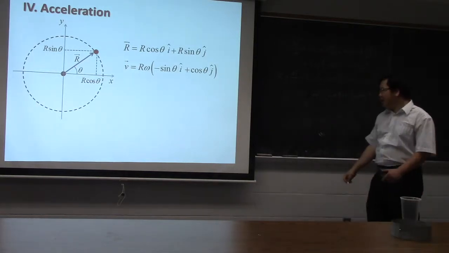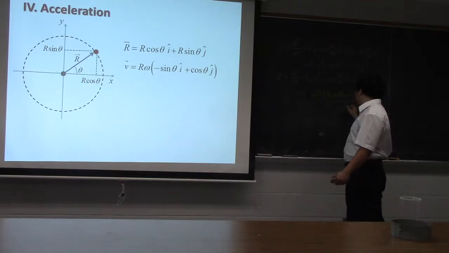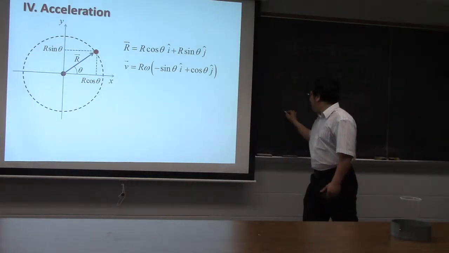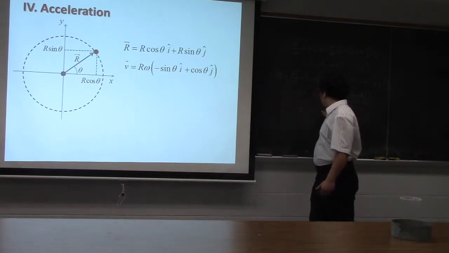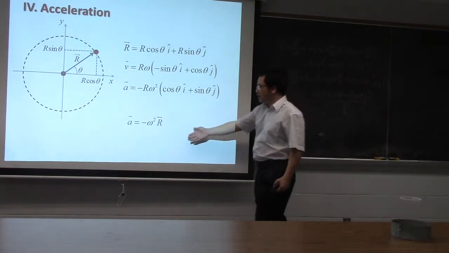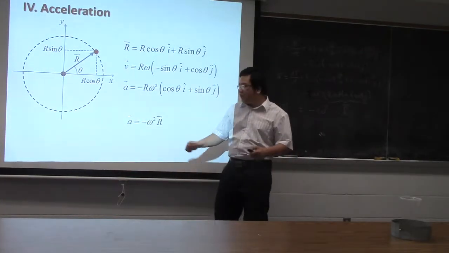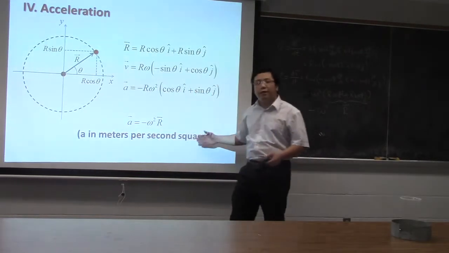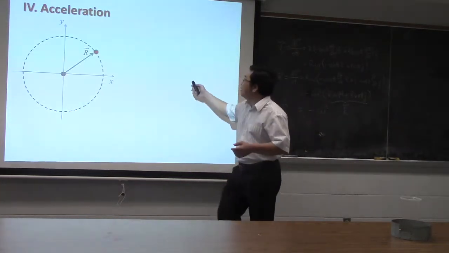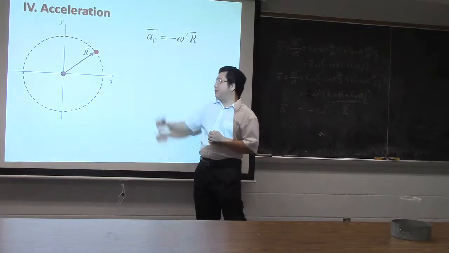The reason I do that is that now I have the vector r as in the beginning, and I have a vector equals minus omega squared times r vector. So I have this relation here. And acceleration is, of course, in unit of meter per second squared. Let's examine this relation a little bit.